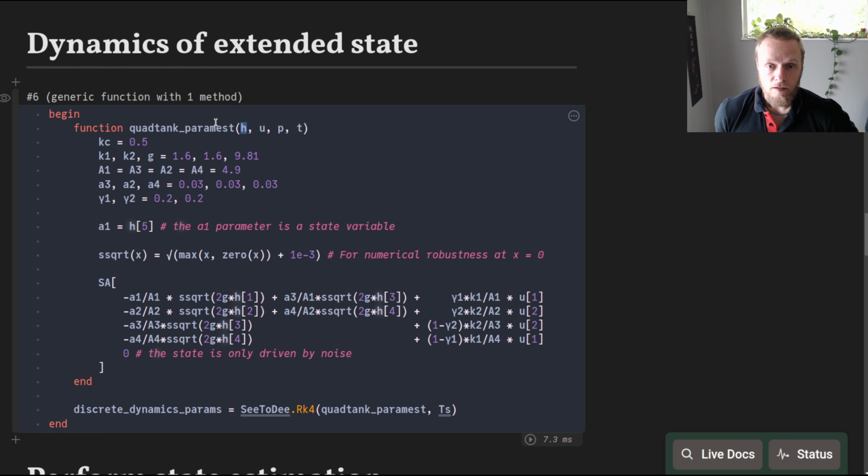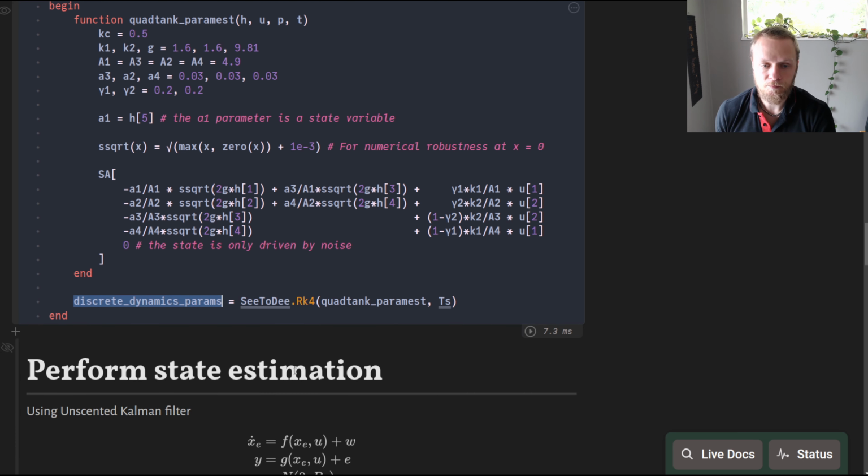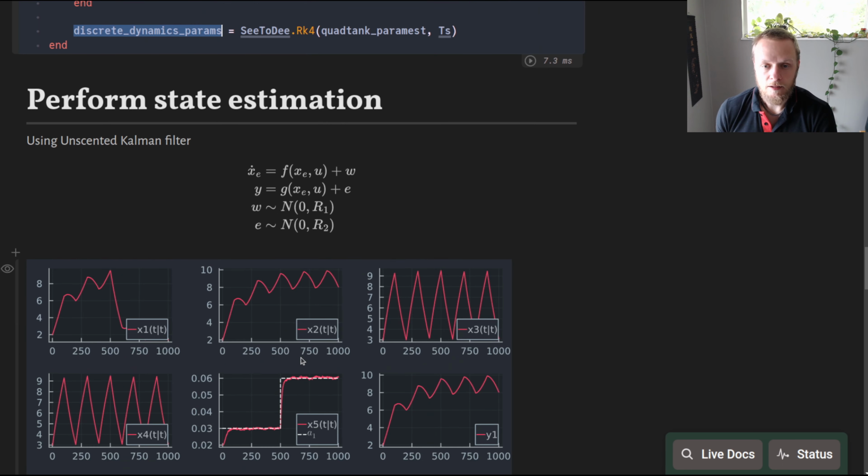Then this is in continuous time. So this is a function of the derivative as a function of the current state, input, and parameters. And then I call c2d.rungekutta4 here to discretize that. So now we have a discrete time dynamics. So say now that we want to perform state estimation on this extended state xe.